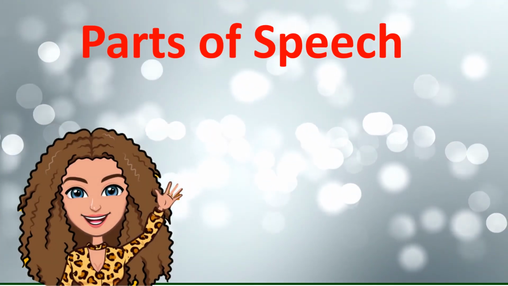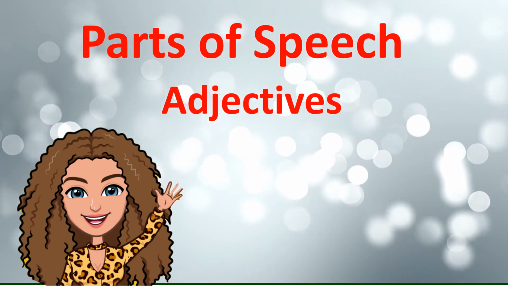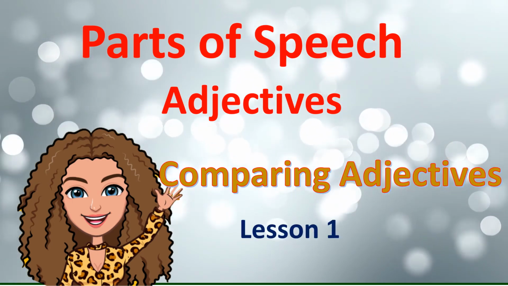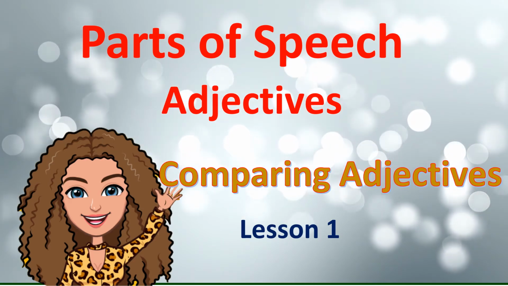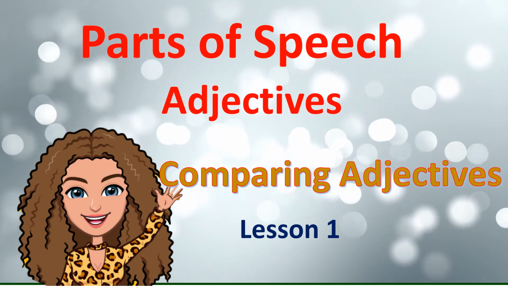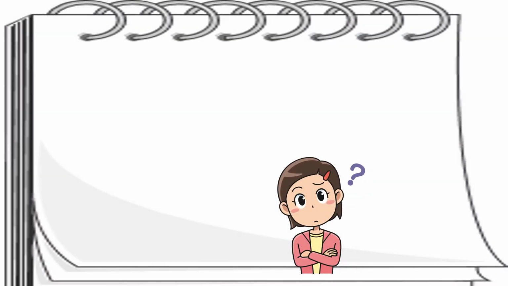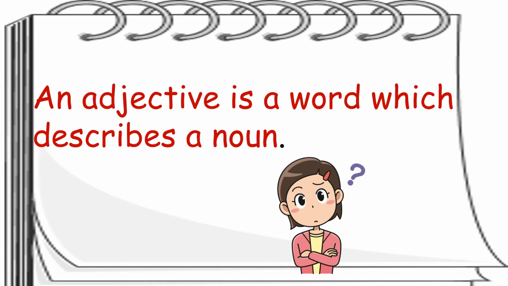Today, children, we continue in our lesson on parts of speech, on adjectives. And we are looking at comparing adjectives. This is the first lesson in a series of lessons on comparing adjectives. In our last lesson, we did what is an adjective. And just to review, an adjective is a word which describes a noun.